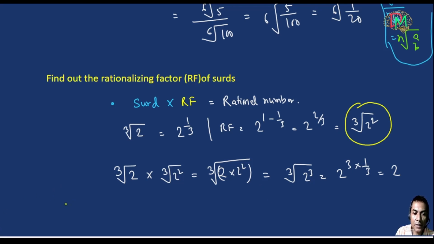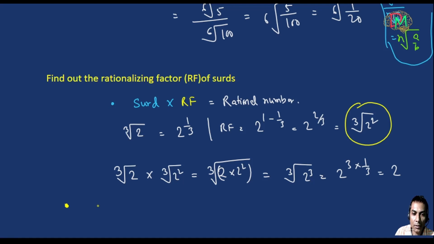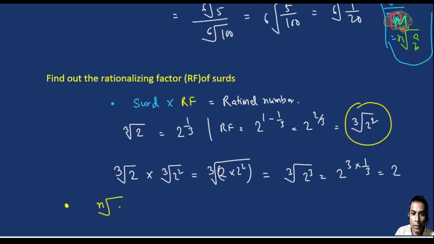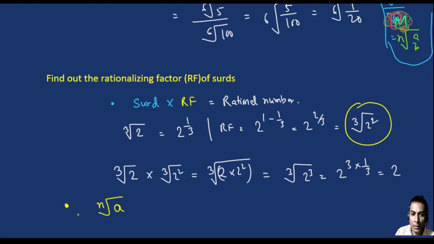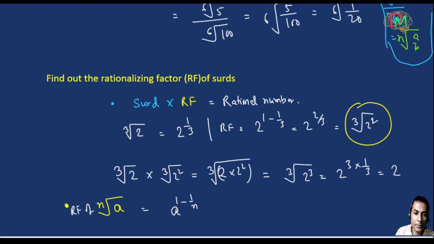So in the general expression, how can you find out the monomial surd? For example, if I tell you n root a, what will be the RF? The RF is equal to a to the power 1 minus 1 by n. Clear? This is the RF.